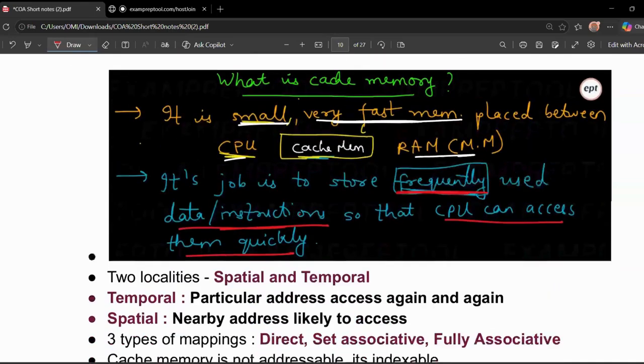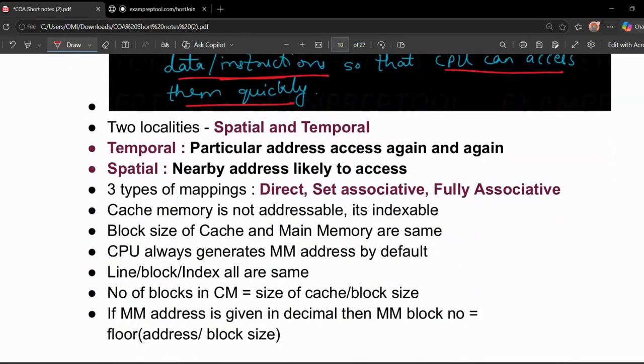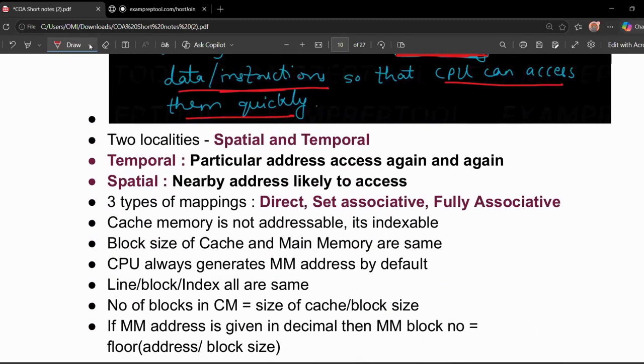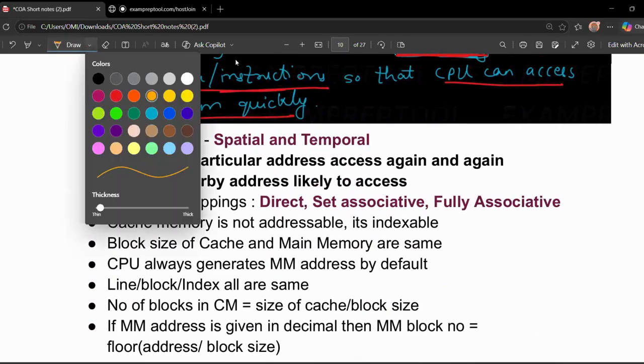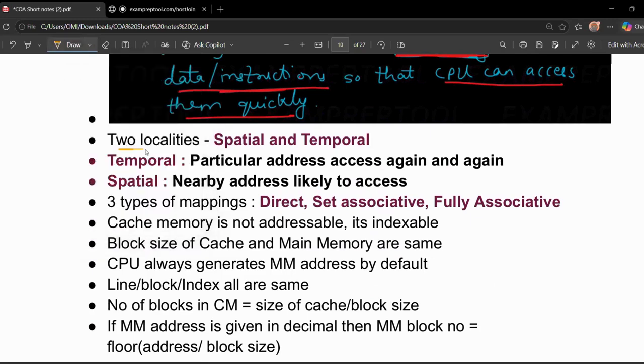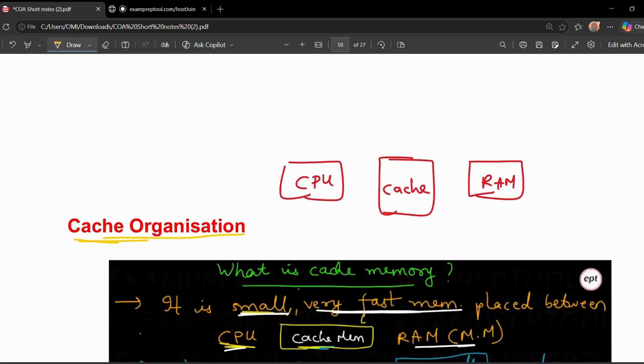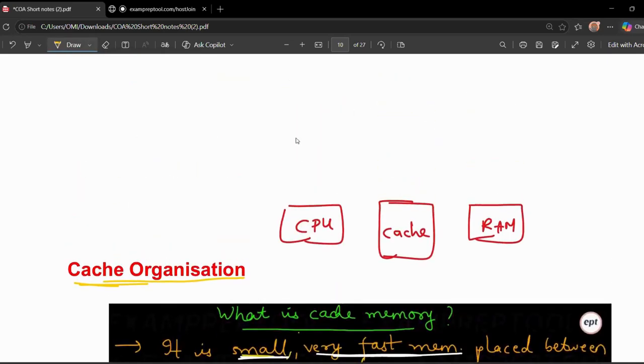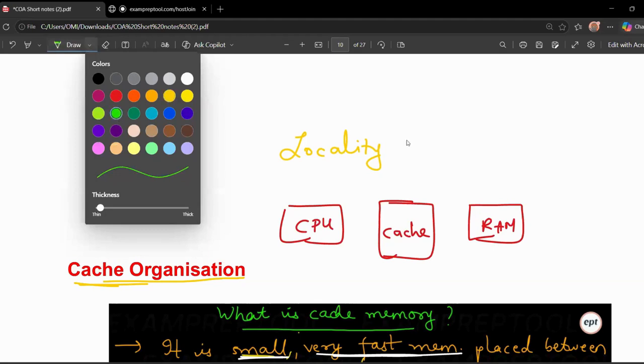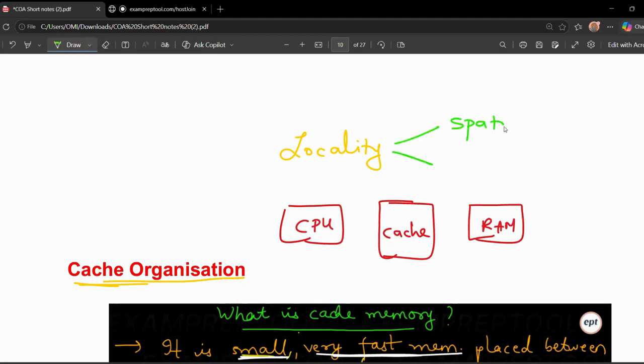Now, what is the concept, why does the cache work? For that, we have two types of locality, which are spatial locality and temporal locality. Cache will work because of locality. So first is temporal, and then spatial.